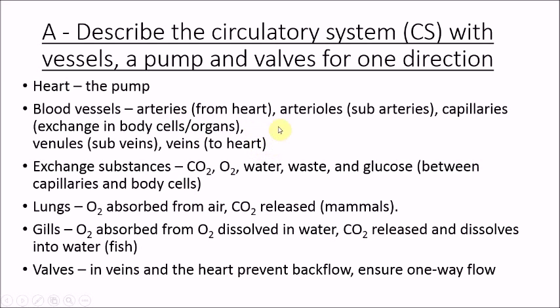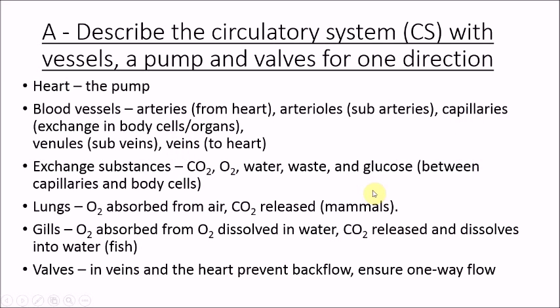Arteries go from the heart. Arterioles are like smaller versions of the arteries, and they go from arteries to capillaries. Capillaries are used for exchange between the blood vessels and the cells that need the contents of the blood, like oxygen for respiration. After the capillaries, it's done that exchange. It will then need to make its way back to the heart. Through this, it will go through venules, which are like subveins, and then these will join up into larger veins on the way back to the heart.